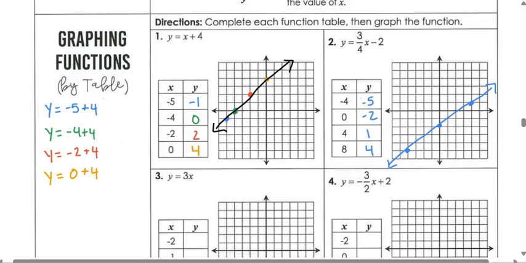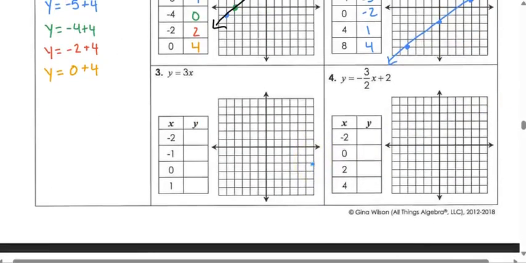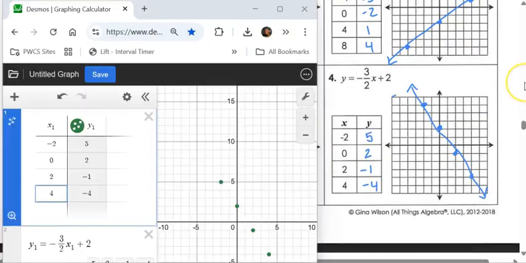I want you to pause and try number 4. You can see over here that I put the table in and put my equation into Desmos. I got my y values and then I graphed them and connected the dots to finish it off.